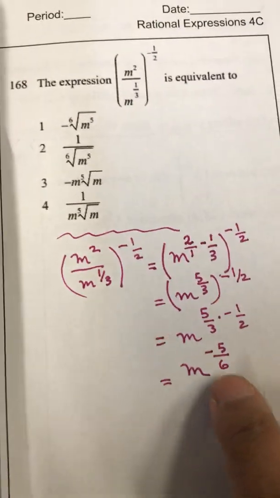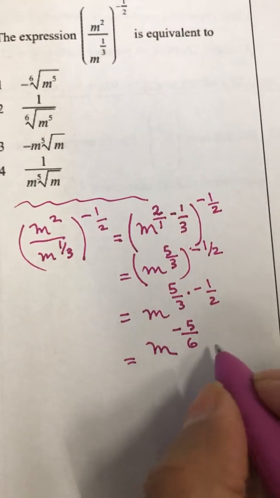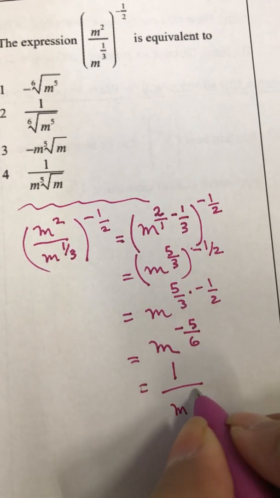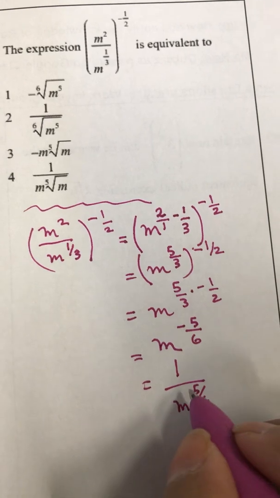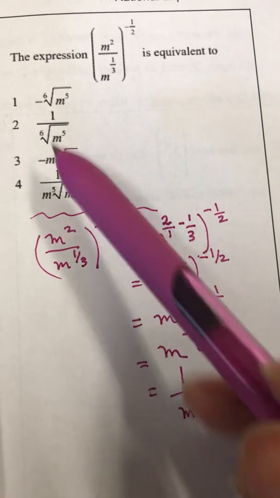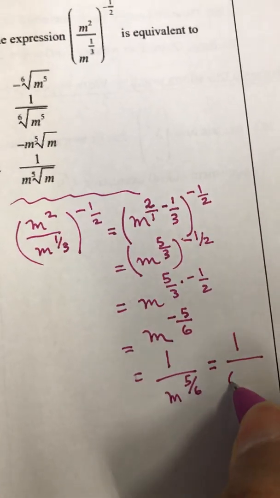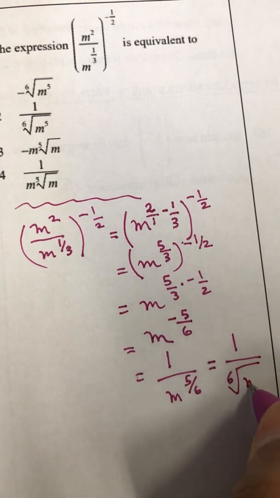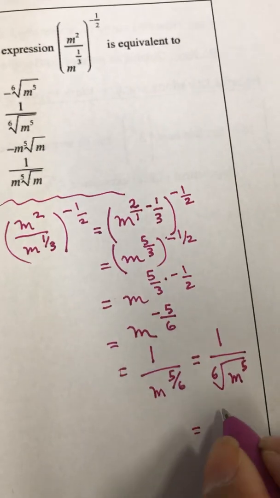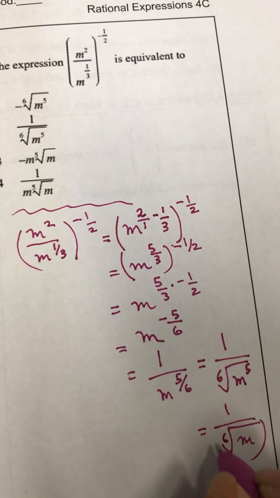Perfect. However, I have a negative exponent, and what do we do? We reciprocate it, meaning we put it in the denominator. So this actually becomes 1 over m to the 5 over 6. Now I have my exponent positive. So if I were to rewrite this in radical form, because my options here are in radical form, this would be 1 over the 6th root of m to the 5th power, which is also written as 1 over the 6th root of m to the 5th.